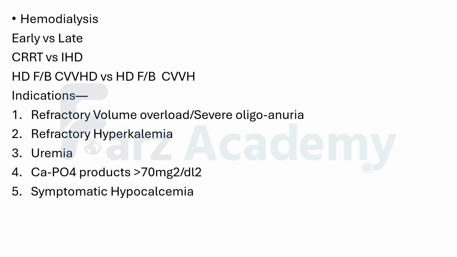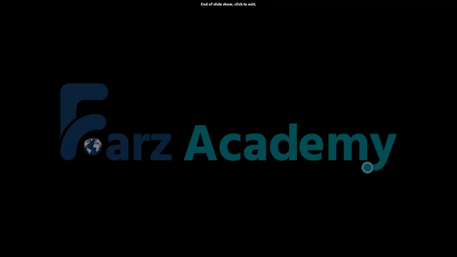But if there is an acute situation like severe hyperkalemia or refractory volume overload, and the patient's hemodynamics are okay, you start with hemodialysis and then switch to CVVHD, sorry, not CVVH, CVVHD or CVVHDF. There should be D. Dialysis, diffusion we need. Indications are again the same as any other dialysis indication: refractory volume overload, severe oligoanuria, refractory hyperkalemia, uremia, calcium phosphate product, if you are measuring that, if it's more than 70, and symptomatic hypocalcemia.